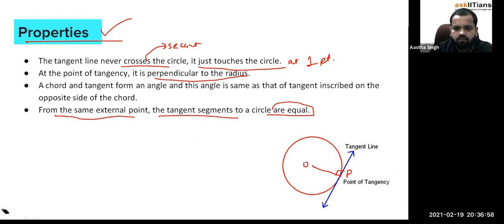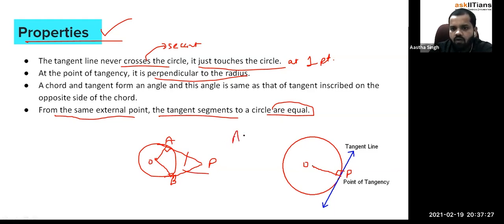Let me show what the point is saying. If a circle is there, like we have already covered this, and these are two tangents, suppose this is P and the center is O, then A and B are the points of tangency, or you can say points of contact. So in this case, AP is equal to PB, like we have already proved. We have already proved that both the tangents are equal to each other.